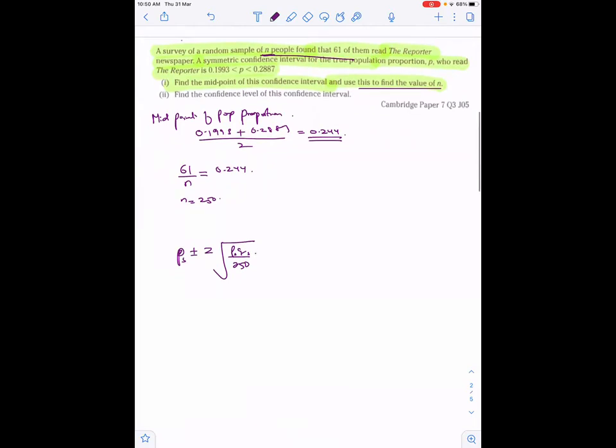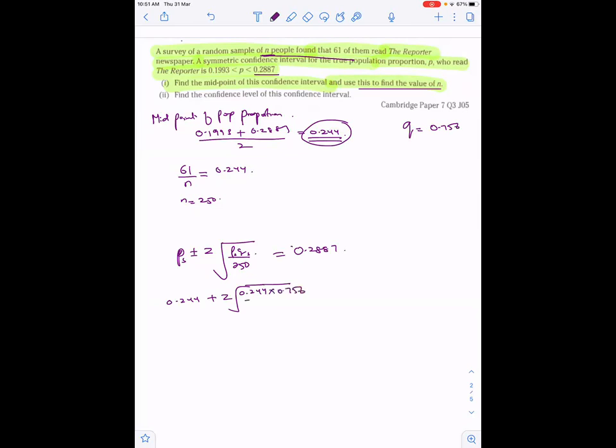And for instance, if I take the upper limit, which is 0.2887, the value of p is 0.244, so 0.244 plus z into the square root of 0.244 into q. Q is going to be 1 minus 0.244, which is 0.756, upon 250, equals 0.2887.